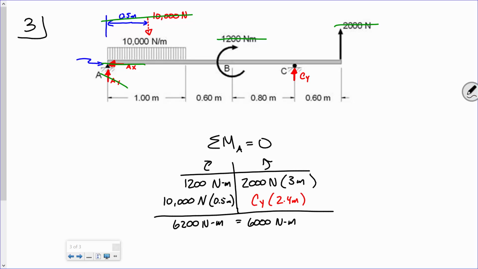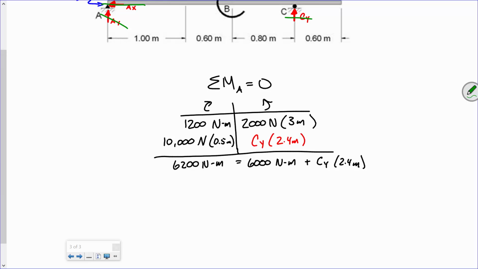So this is plus CY times 2.4. And see, that's why I like to take the free body diagram and just say, all right, let's start crossing them out and make sure we took care of everything. You know what I mean? It's one of those things, if you're on the exam, wait, something doesn't make sense. 6,200 doesn't equal 6,000. Math, you know? Stuff like that happens on the exam. It's okay. So solve this equation.